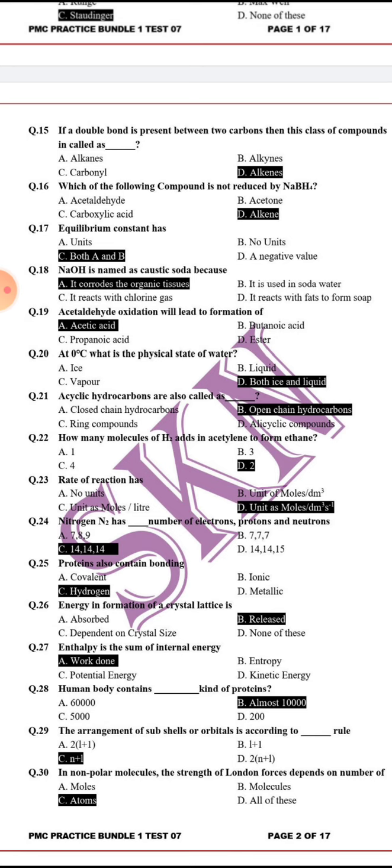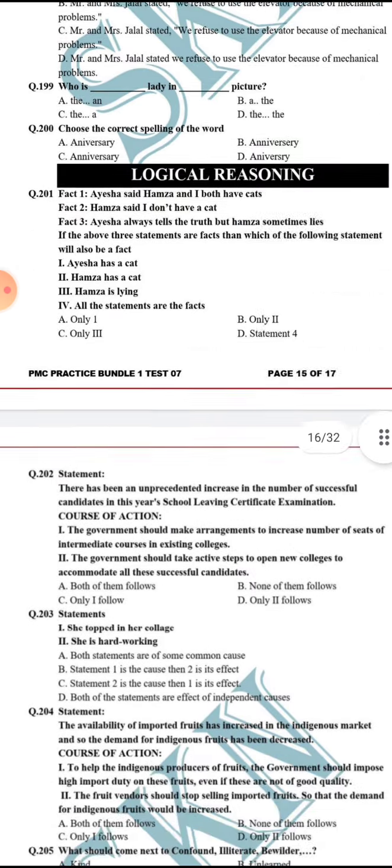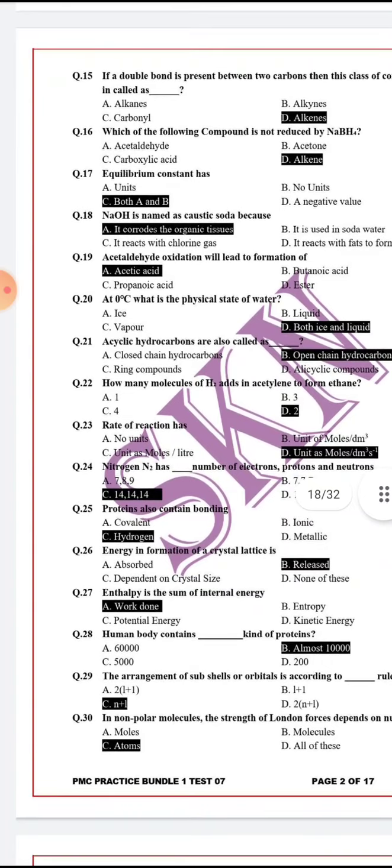Next MCQ: nitrogen N2 has dash number of electrons, protons and neutrons. We know that nitrogen has 7 electrons, 7 protons and 7 neutrons. As it is a nitrogen molecule, the amount will be doubled. Protons, electrons and neutrons must be 14, 14 and 14.